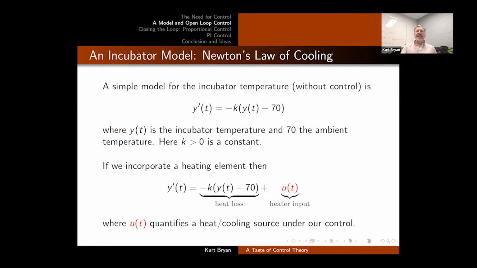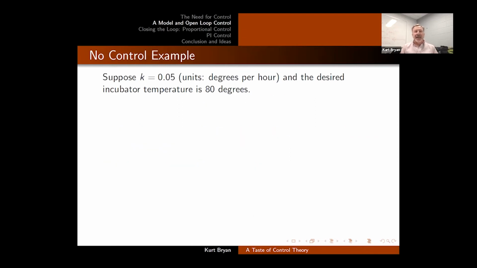Well, in this case, if the lab temperature stays at 70, this is easy. And just to be concrete, let me take K to be 0.05. If we're working in, say, degrees and hours, you'll see that gives a semi-plausible result. The desired incubator temperature is 80 degrees. Let's suppose that the incubator at time 0 starts off at the correct temperature and there's no control. The control unit is turned off.